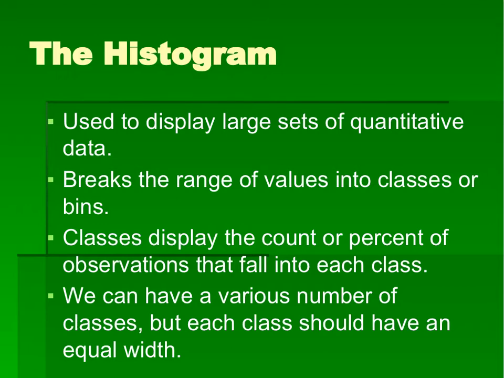What a histogram does is it breaks the range of values into classes or bins. The classes display the count or the percent of observations that fall into each class. So a histogram can do counts or percentages, a frequency or a relative frequency. So that's a nice feature. While we can have a various number of classes or bins, they're going to look like bars. Each class should have the same width.